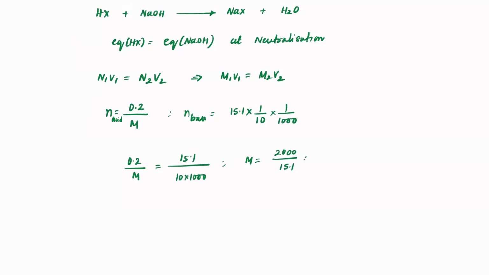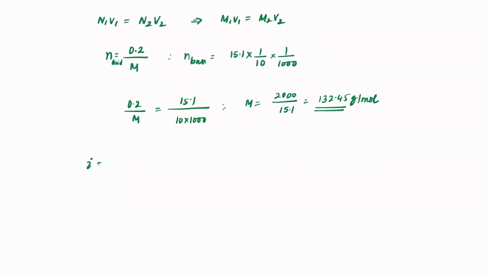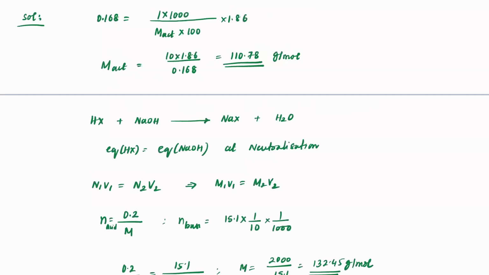Which approximately comes out to be 132.45 gram per mole. This is the value of the molar mass. So from here I can calculate the Van 't Hoff factor. This is the theoretical molar mass, and the actual molar mass that we are getting is 110.78.